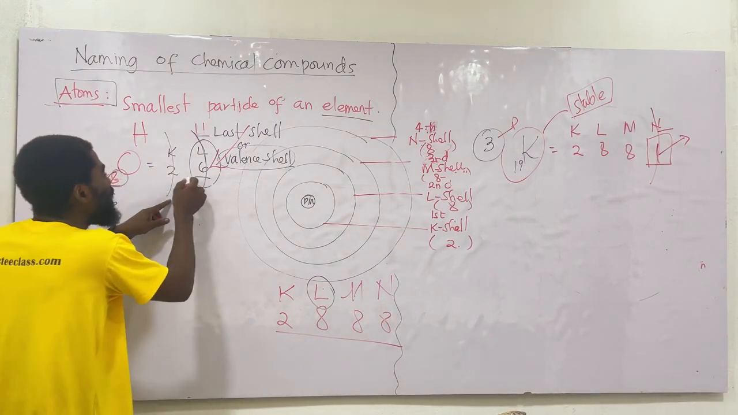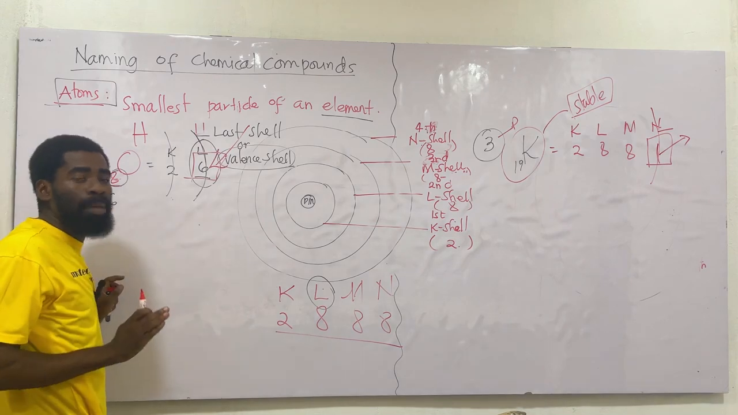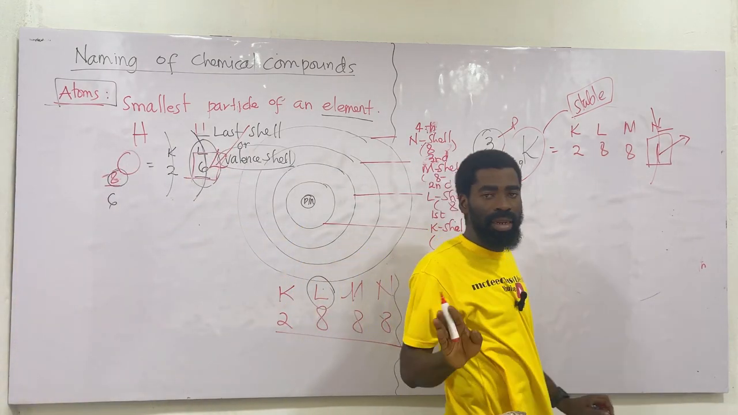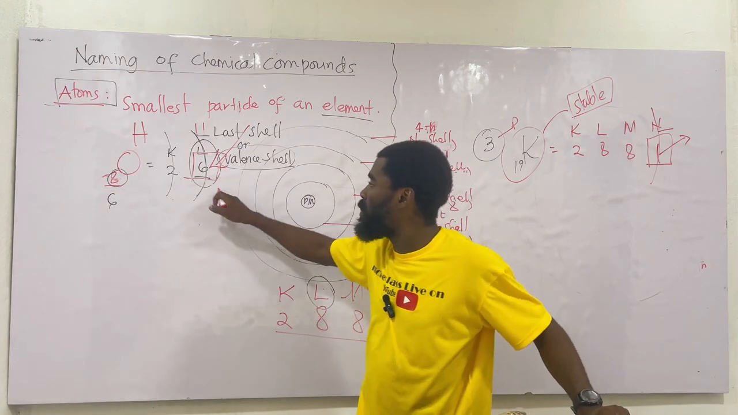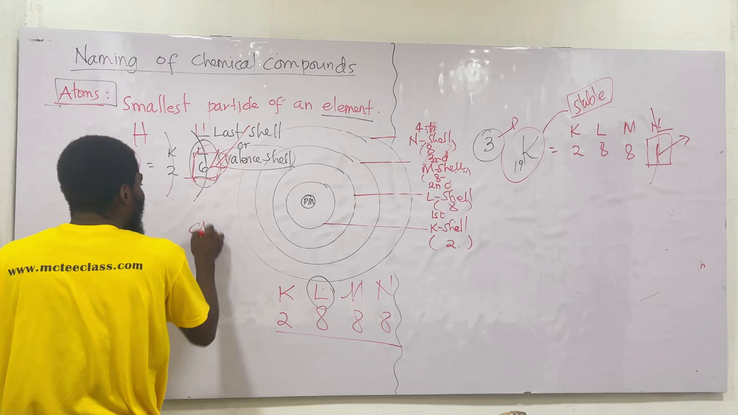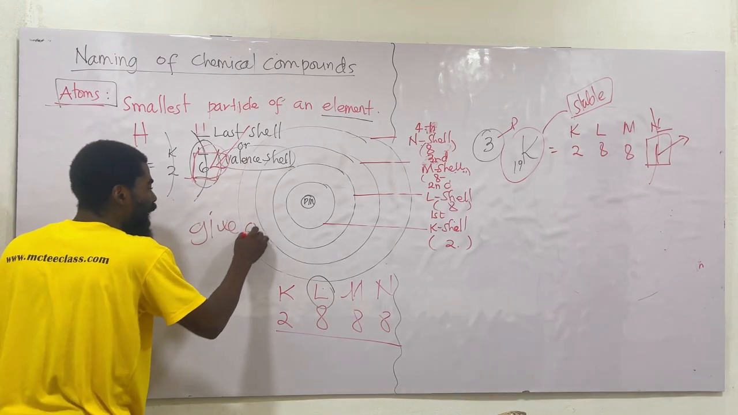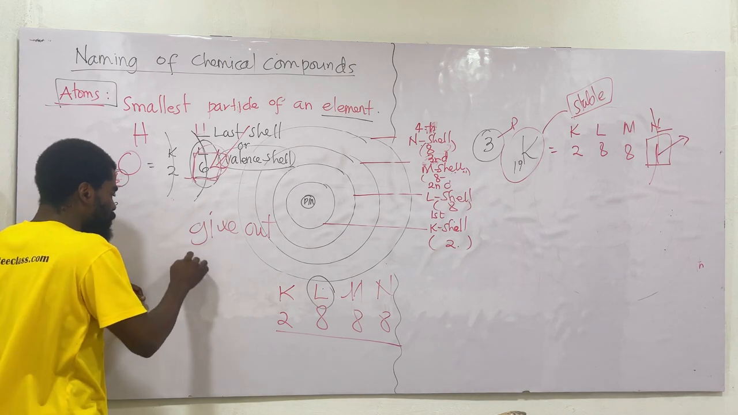So if I need 2 and I don't have them, either I'll receive 2 so that I become stable, or I'll give out. That's the thing. An atom must be stable. So if my last shell is not fully filled, I have to do something. What would I do? I'll either give out my electron, or receive or gain.